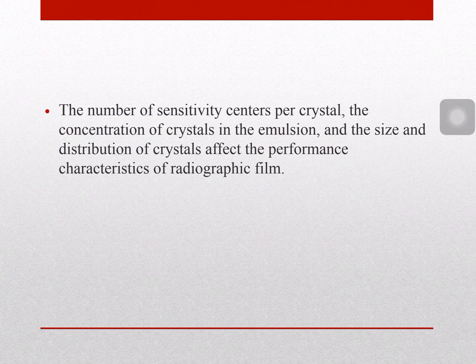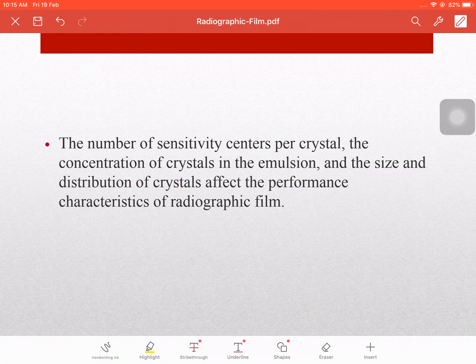Okay? So, the number of sensitivity centers per crystal, the concentration of crystals in the emulsion, and the size and distribution of crystals affect the performance characteristics of radiographic film. Because the formation of silver halide crystals can have an imperfection. Kasi katulad nga ng sinabi ko, our silver halide crystals are not perfect. There is an imperfection, and this imperfection is what we call the sensitivity center.